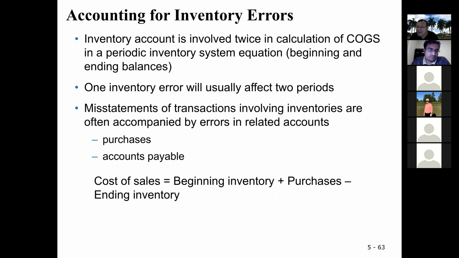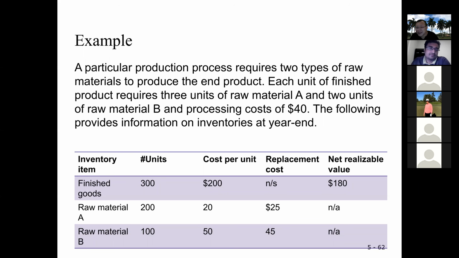Did we forget something? You just said when you write down the finished product, you need to write down the raw materials as well. Okay, thank you. In the exams, make sure you know this. So finished goods is written down. Now you want to evaluate the raw materials.